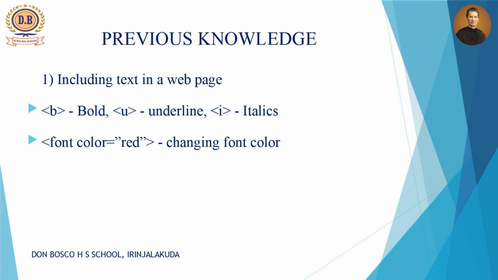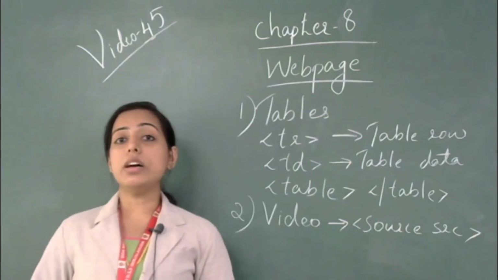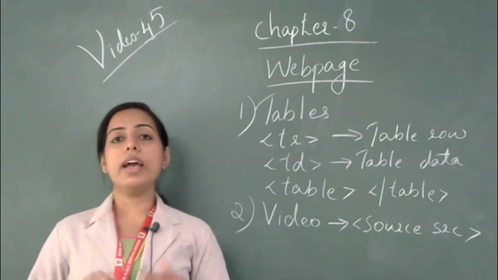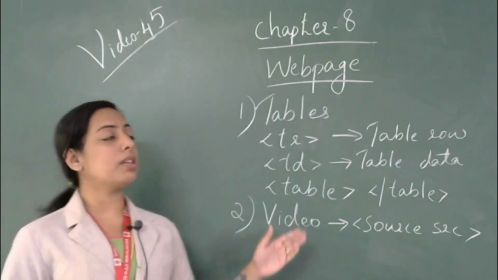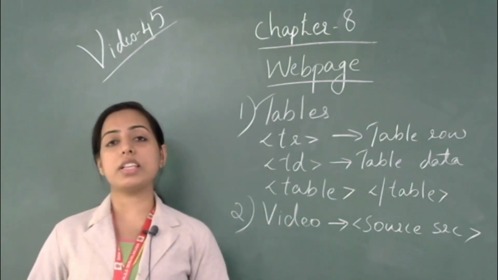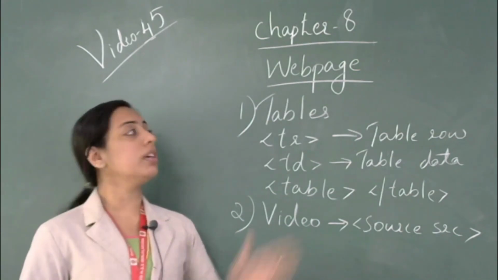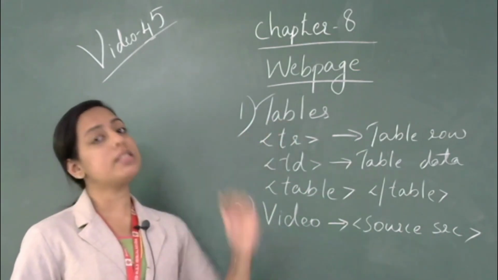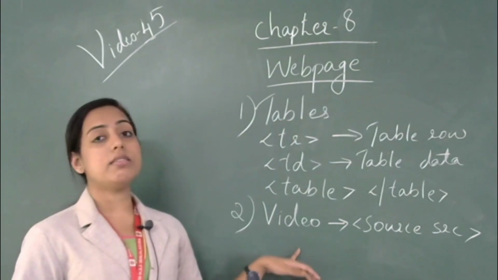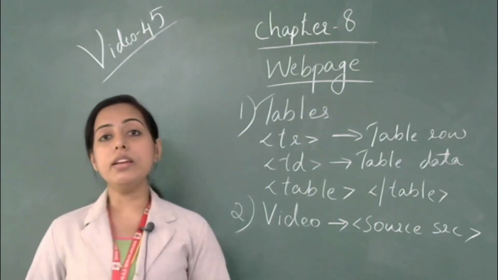For example, if you want to give font color, specify the main tag font, specify the property color, put an equal to symbol, and in double quotes specify the value of the color, which means red. Okay, so this is our previous class activity, and in today's session we are going to discuss the next two topics in your textbook. One is inserting tables in a web page and then inserting a video in a web page.